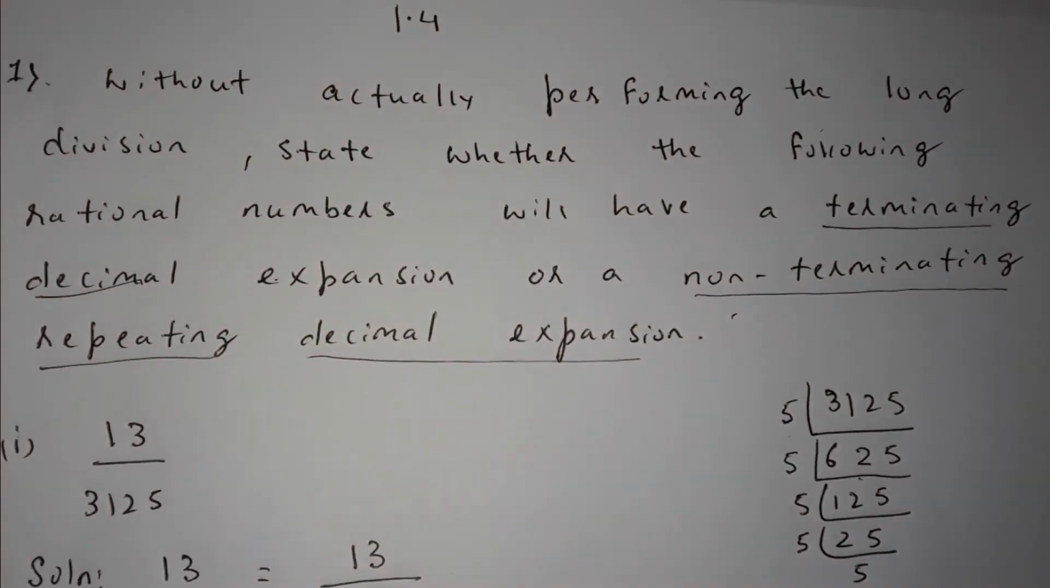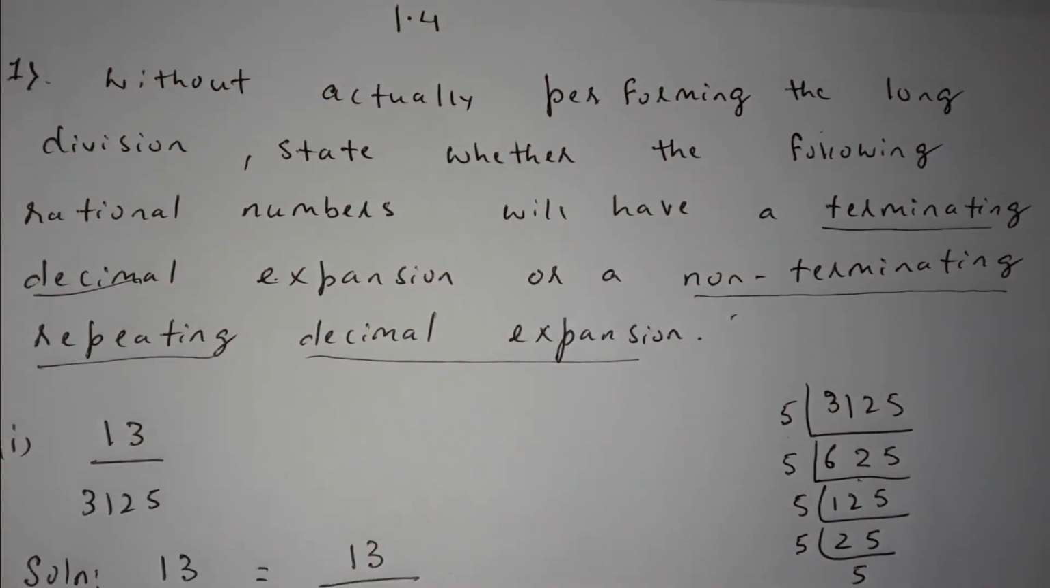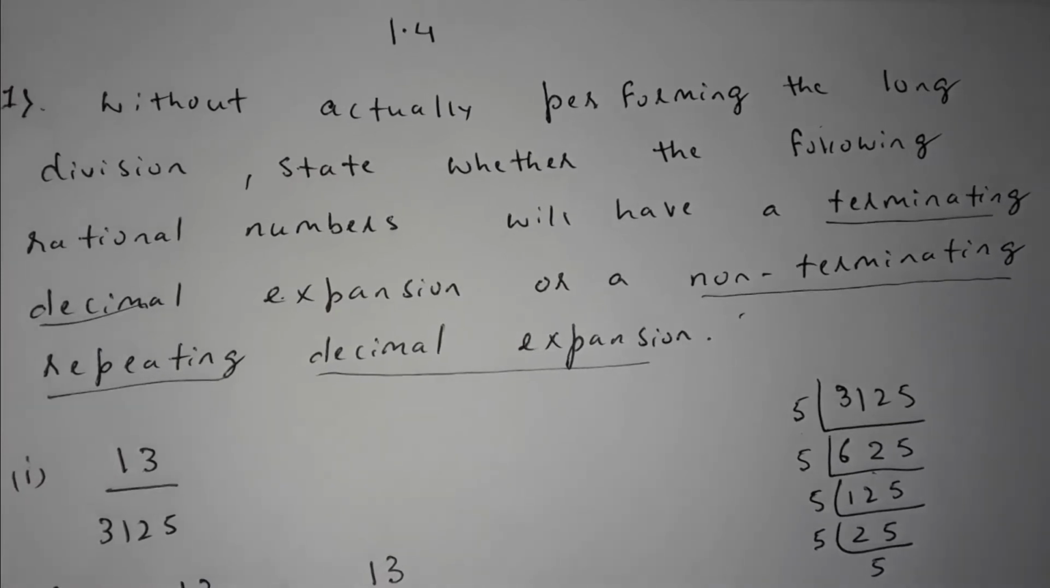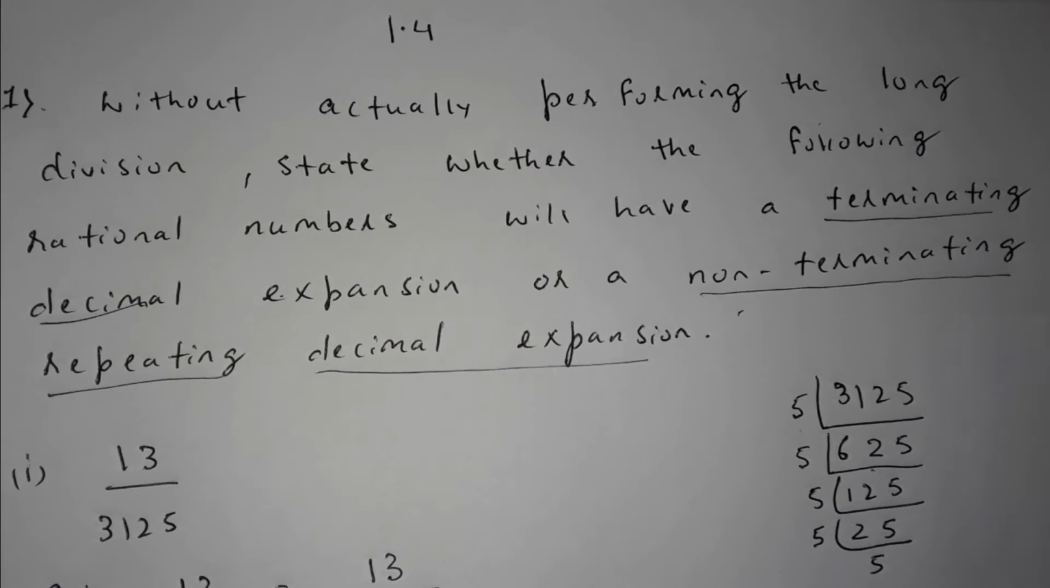This is 1.4, question number 1 for chapter 1. Without actually performing the long division, without dividing the numbers, state whether the following rational numbers. Okay, now the question is, all the numbers given are rational numbers.